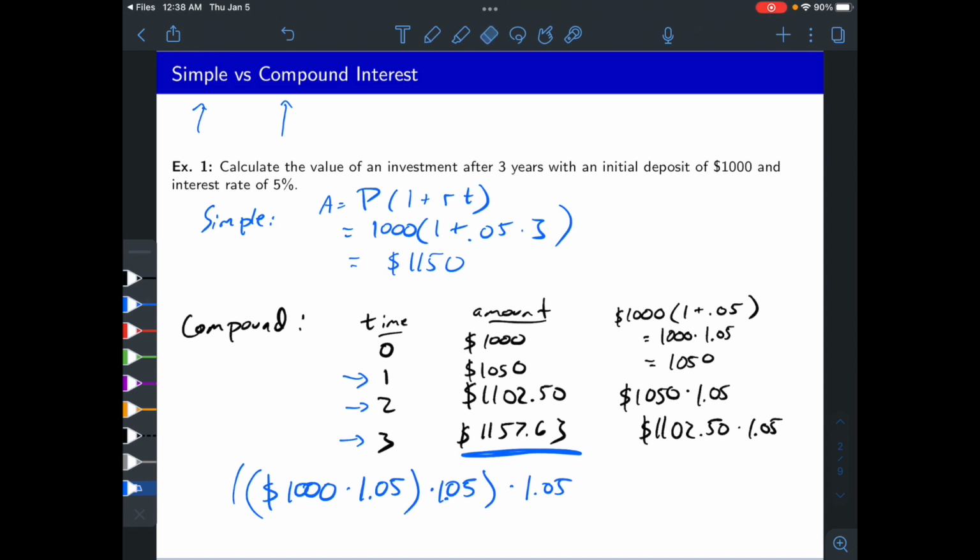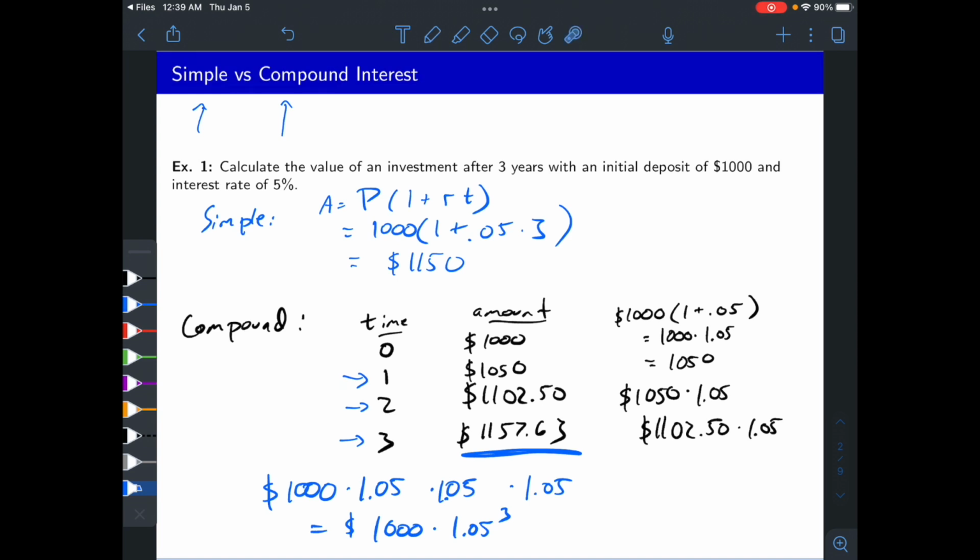So I don't really need all these parentheses here. I could just say 1,000 times 1.05 times 1.05 times 1.05. And if I'm just going to repeatedly multiply by 1.05, I could just use exponents instead. I'm just multiplying by 1.05 to the power of 3, right? And so this makes this computation a lot easier now.